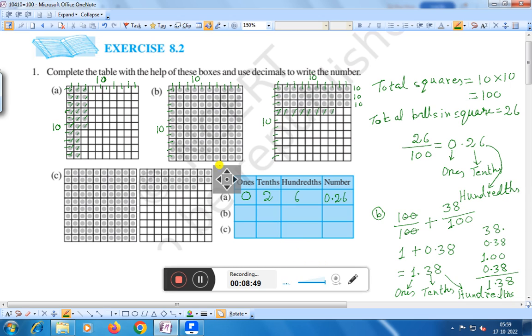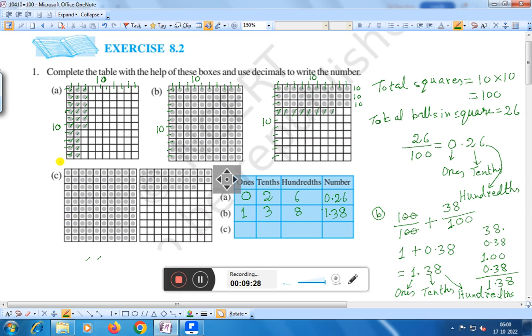Now, what is the number? Here in the table you see that the place value of 1 is ones. In ones place we will write 1. In tenth place it is 3. And in hundredth place it is 8. And the number will be 1.38, right?